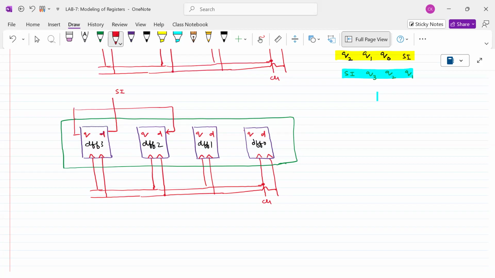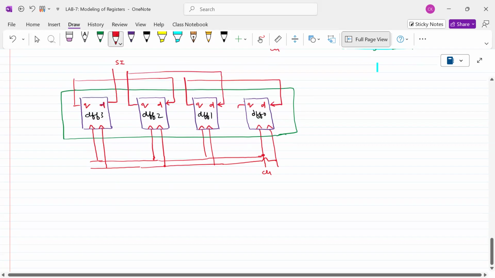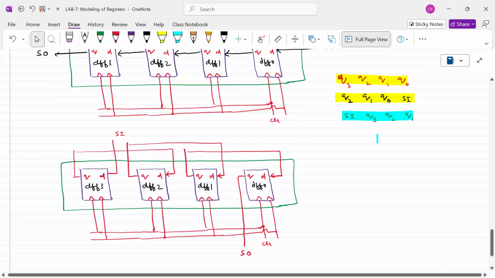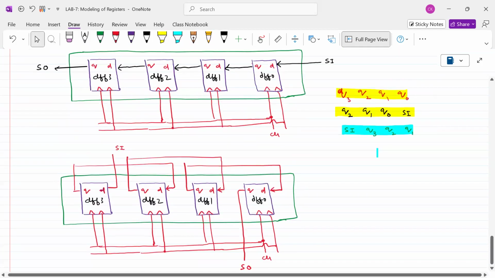Next, take the output of this one and connect it as an input here. Take this one and connect as an input here. And this is my serial out. If this point is clear to everyone, that's what I've done here. Okay, explanation I've given there.